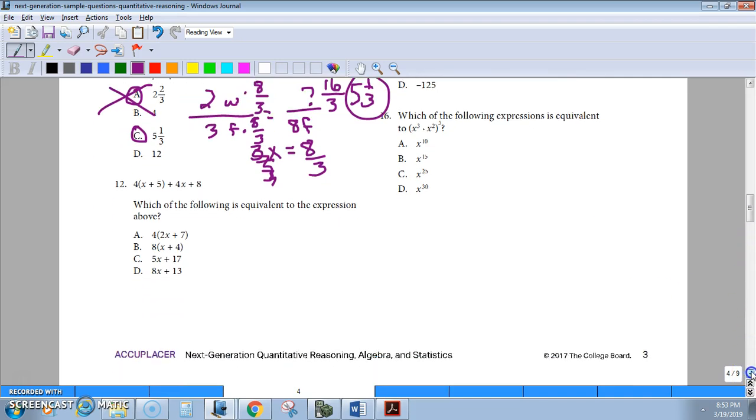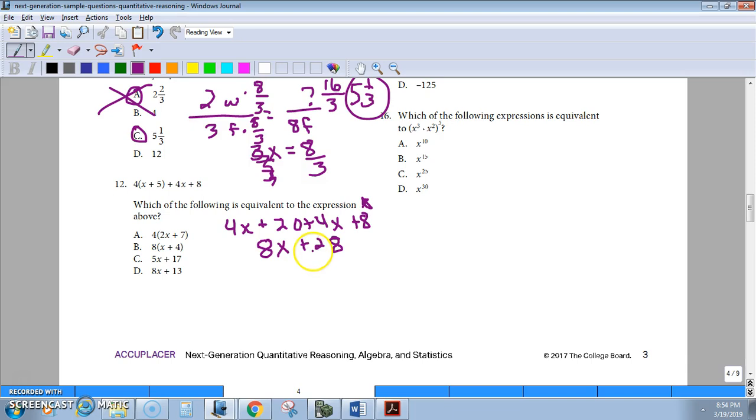Which of the following is equivalent to the expression above? So at this point, I just kind of play around with it. What I will do in order to combine like terms is distribute that 4. So 4 times x is 4x, 4 times 5 is 20, plus 4x plus 8. And did you notice I use the word expression because there's no equal sign? So this is actually 8x plus 28, right? But that's not an answer because I can still factor out something.